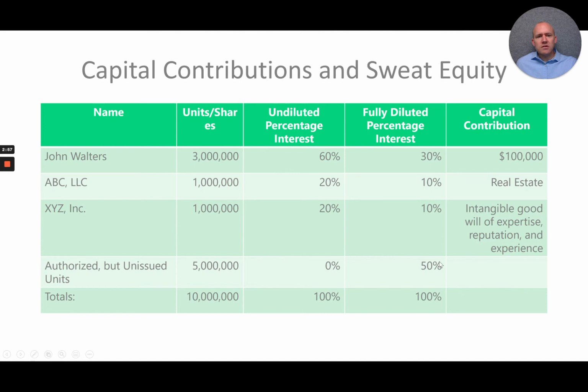Now it gets a little trickier. So XYZ Inc., maybe they don't have tangible real estate, or they don't have $100,000 that they're putting in, but they're bringing their expertise and their relationships and their reputation and experience in the remodel, to be able to remodel this property and to rehab it. This could also be another type of business where it's someone that's bringing in marketing experience and relationships and other things that way.